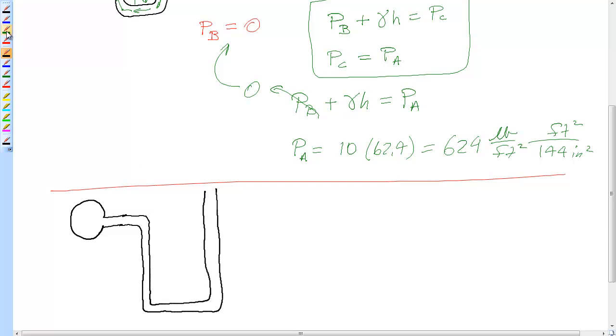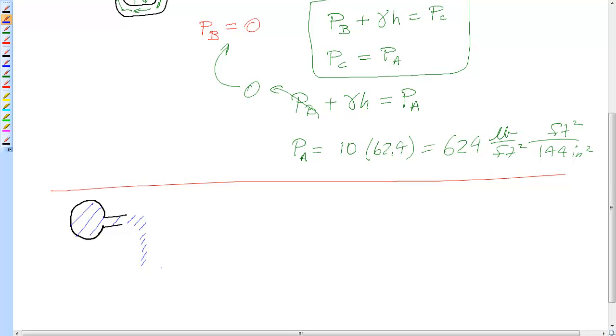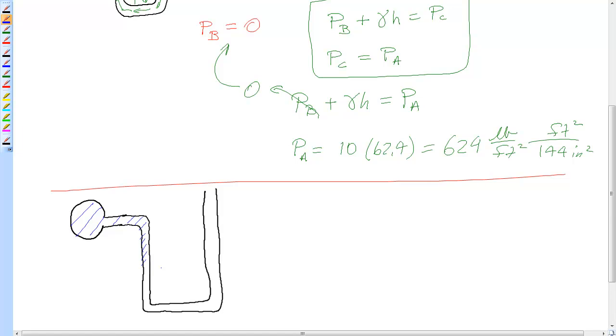This time we have water, and then we have an interface right there. And here we have a different type of fluid.